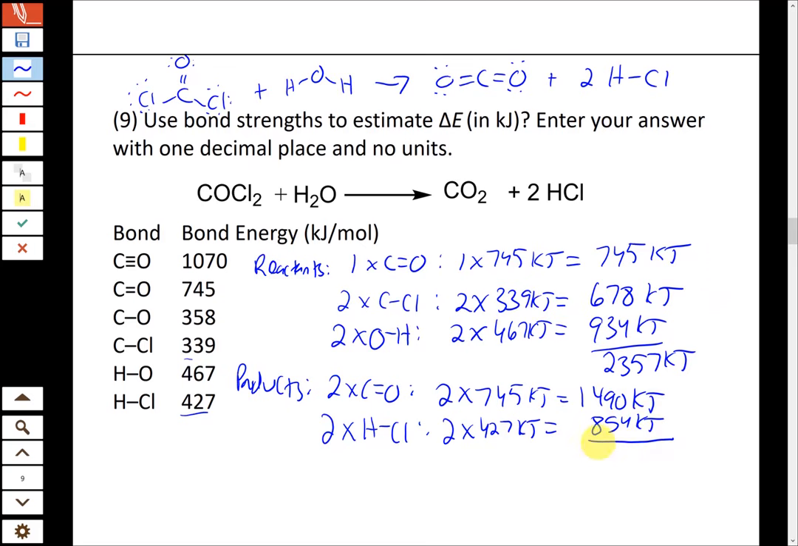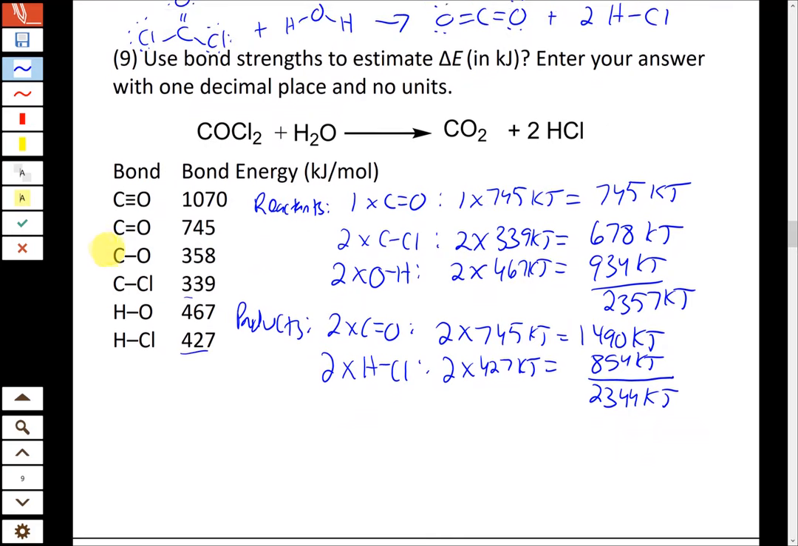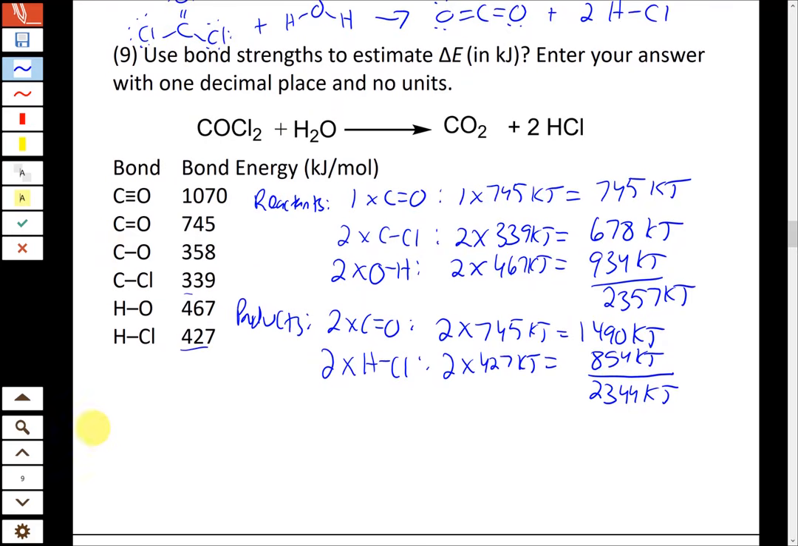And then when we add those together, we get 2,344. All right, and then what's left is to calculate delta E or delta H, however it's stated. And again, we can estimate that as the sum of the bond energies of reactants minus products. So you have to remember that there's a switch here. For delta H formation that we did in the last problem, it was products minus reactants. For bond energies, it's reactants minus products.